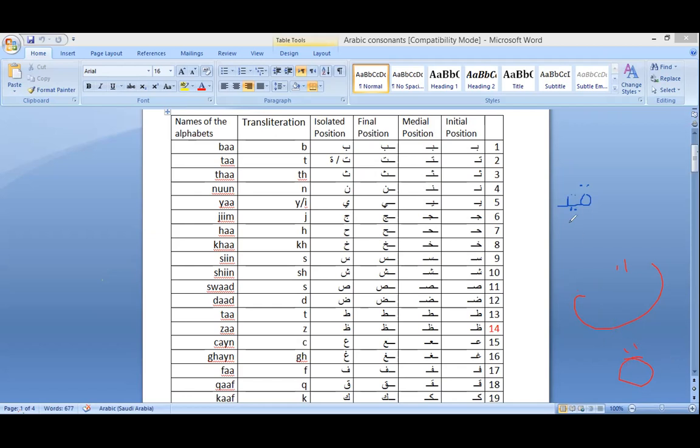Now, this one we said it only appears at the end. It can never be at the beginning of a word. Right? So if your name begins with ta, this is the ta. This one can be somewhere in the middle, can be initial, can be final. But this one is only found at the end. So there is no way this one can be at the beginning of a word. Now your name begins with this one.